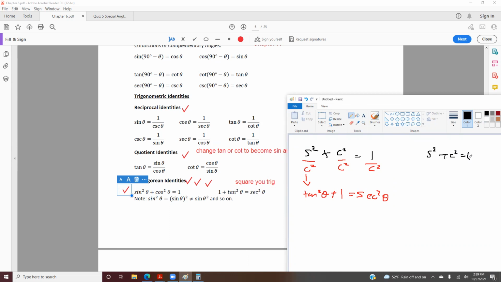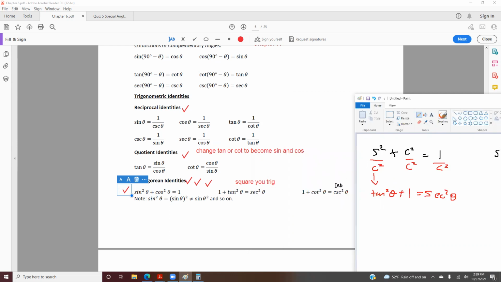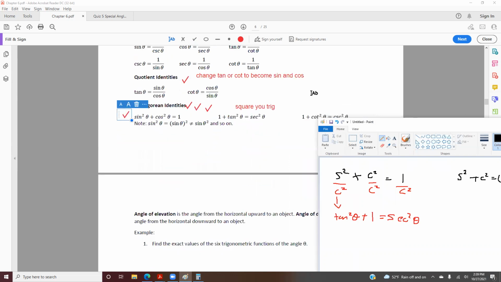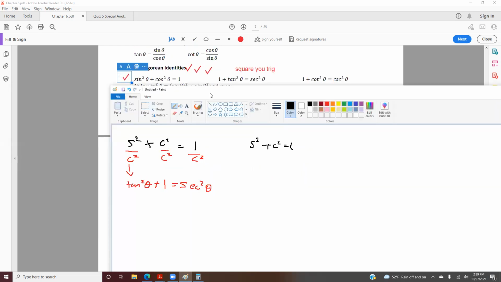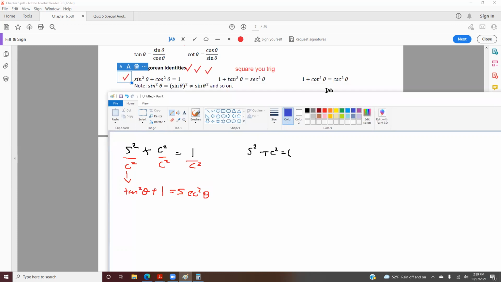And if you want to get the third one, which is this one, 1 plus cotangent square equals cosecant square, can someone tell me what do you do here? Anyone? You divide by cosine square? No, divide by sine square. That's fine, you're close.